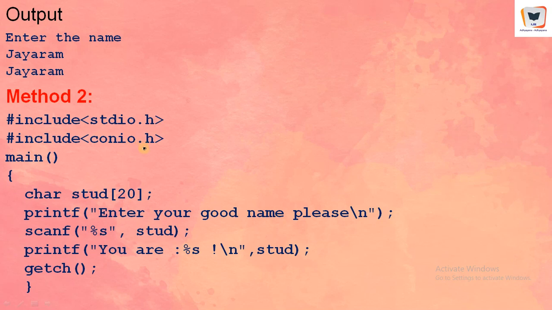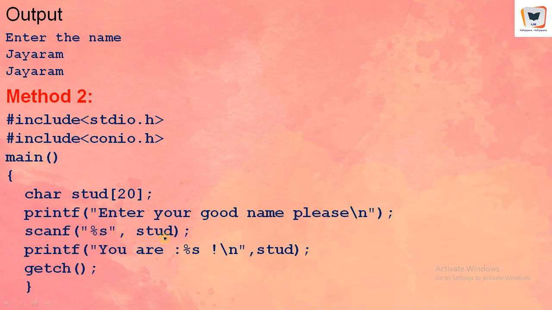The second method goes like this: char student[20], 20 characters. So it can hold 19 characters. Okay, it can be a name consisting of 19 alphabets. The last character is to be left for the null character. Enter your good name, please. So now this is the way of reading a string in its entirety. This is the standard input of a string.